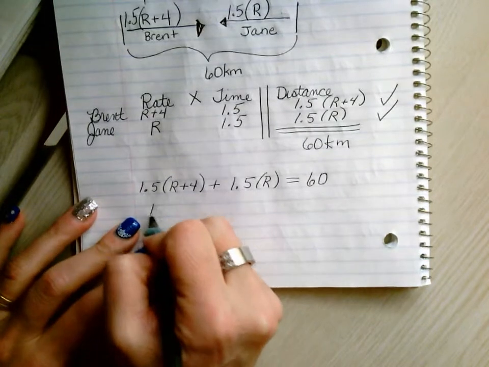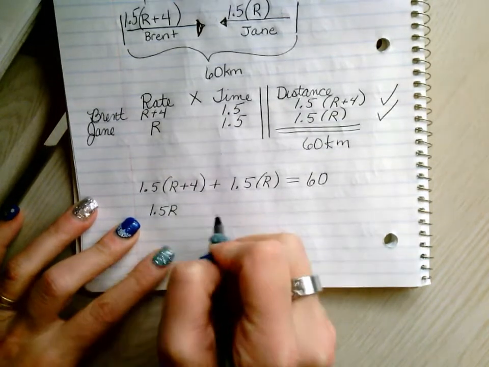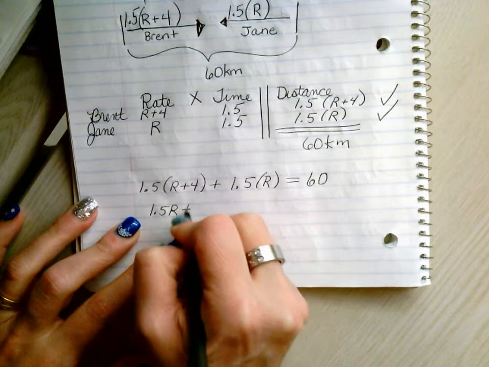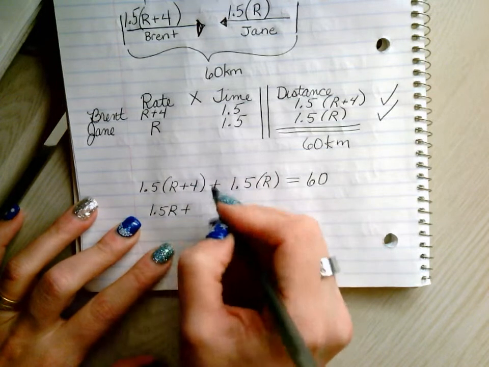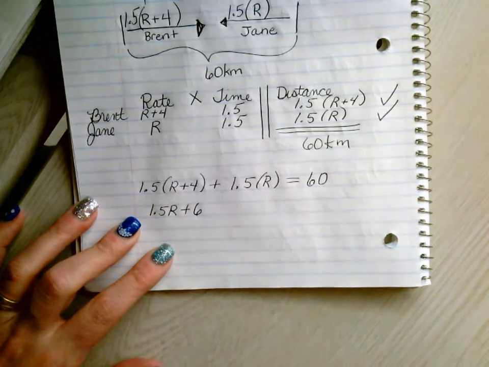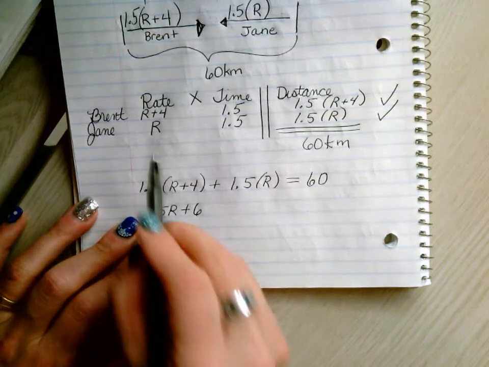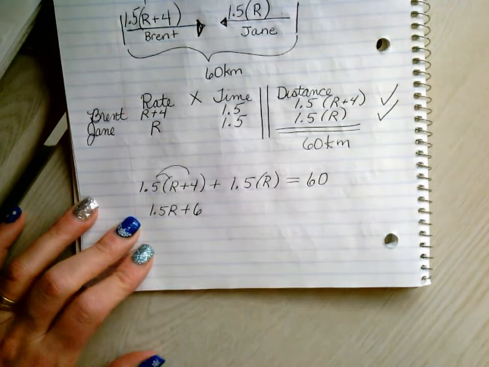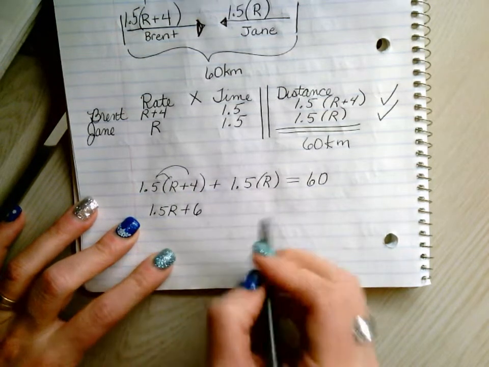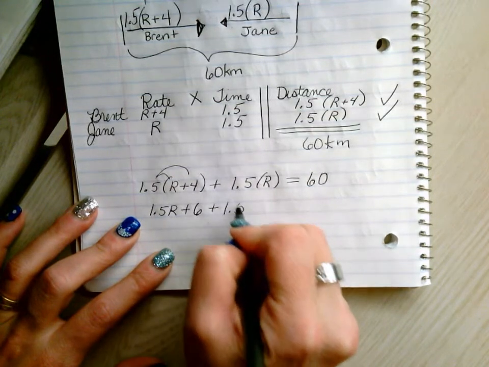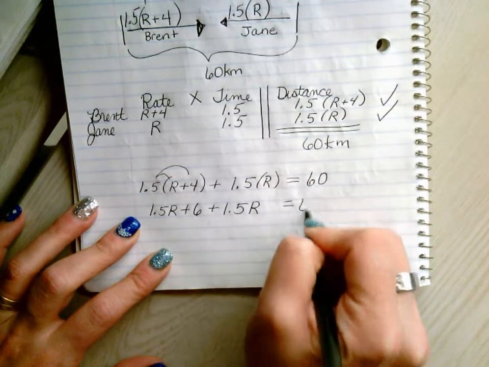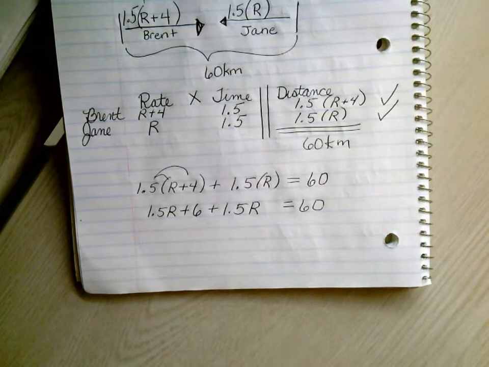We end up with 1.5 R. What's 1.5 times 4? 6. And that's the distributed version of this. Now, down here, all we've got to do is multiply that. And we end up with another 1.5 R. Added together, we get 60. Next step is to collect like terms, right? Now it's starting to look easy.